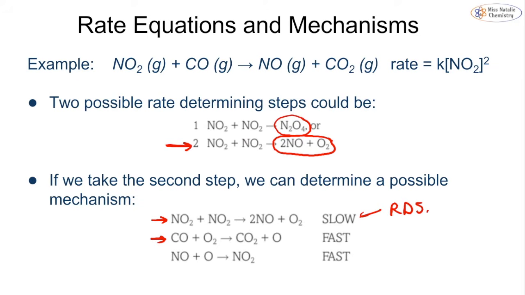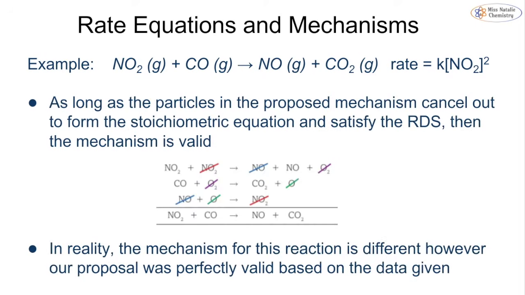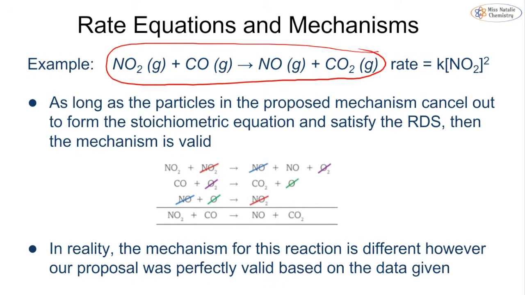Now, the reason why I've selected these steps is because our proposed mechanism has to balance out to make our stoichiometric equation. So this equation at the top here is our target. And we can put forward any mechanism and any number of steps that we feel is appropriate as long as they all balance out to make that equation. So for example, one of my NOs is going to balance out with the NO in step 3.